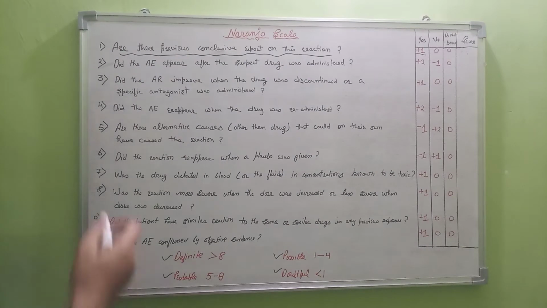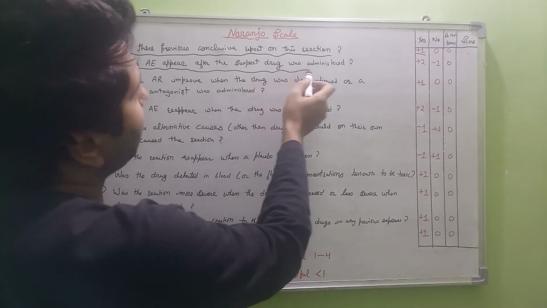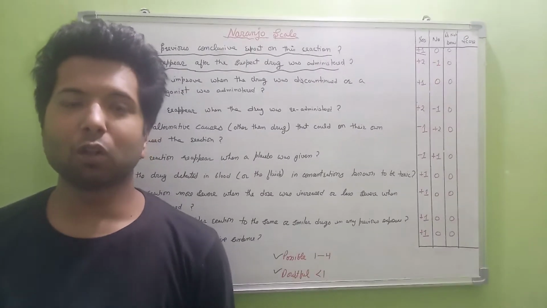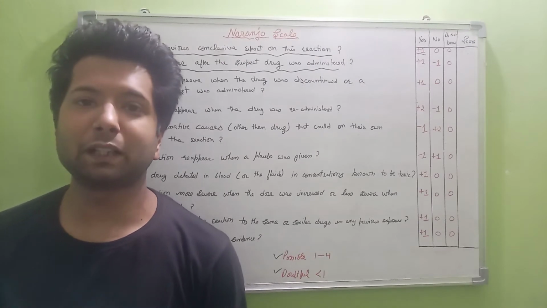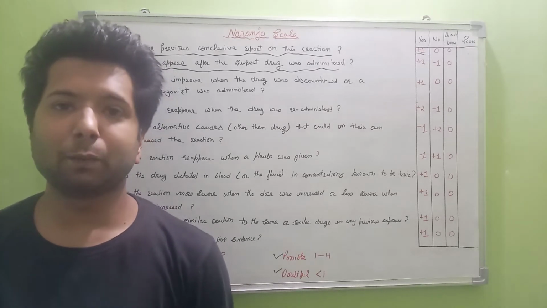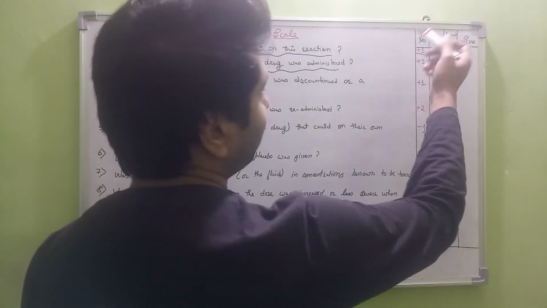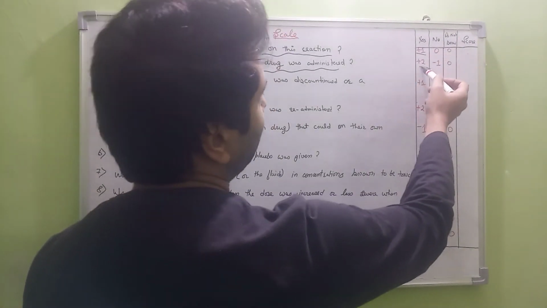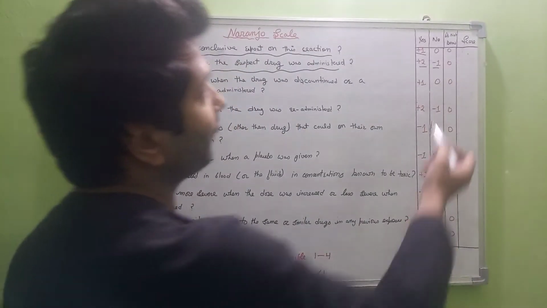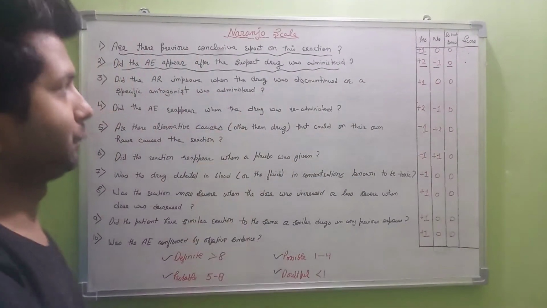The next question is, did the adverse event appear after the suspect drug was administered? It means the patient takes the paracetamol, and after taking the paracetamol the patient develops the skin rash. Means after taking the drug the patient experiences the adverse event. In this way, if it is due to the drug, then we will capture +2. If it is no, then we will capture -1. If we do not know, we will put 0 and we will mention the total score here.